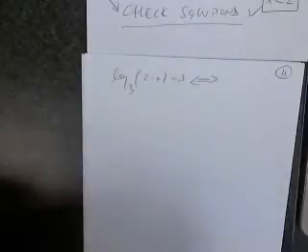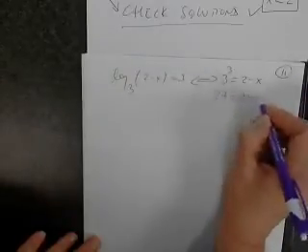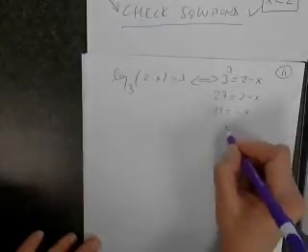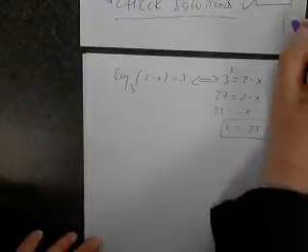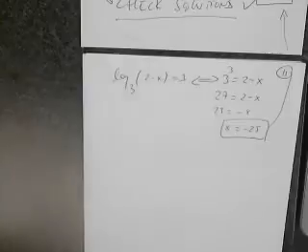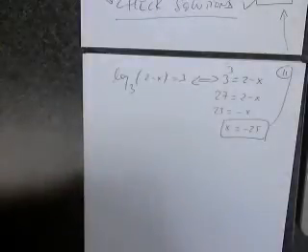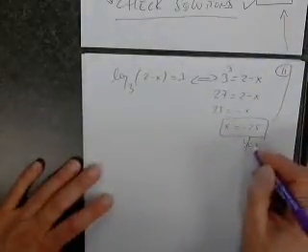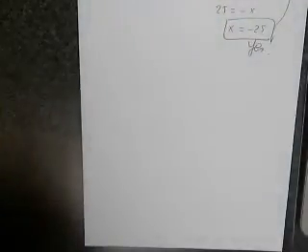Base 3 to the third equals 2 minus x. Excellent. 27 equals 2 minus x. Subtract 2. 25 equals negative x. X equals negative 25. Is this in the domain that I found on the original equation? Is negative 25 a number less than 2? Yes. So this is the solution. Okay.